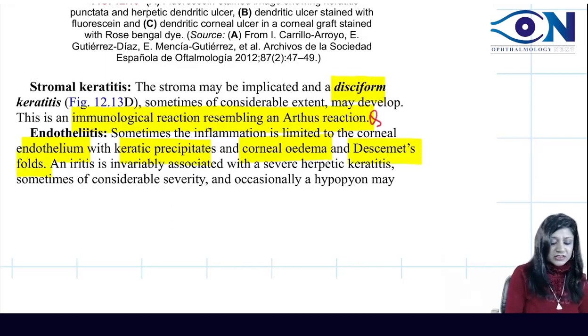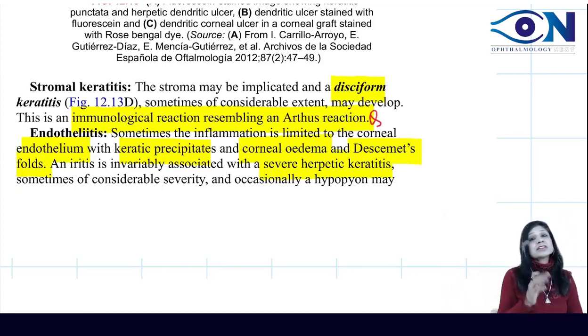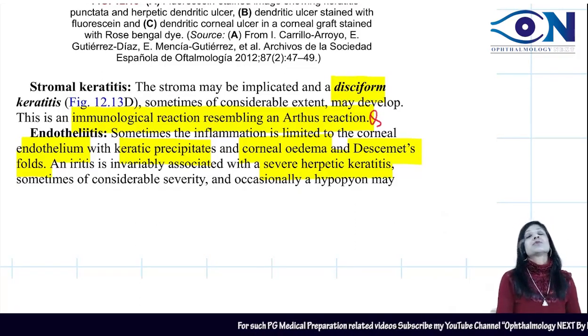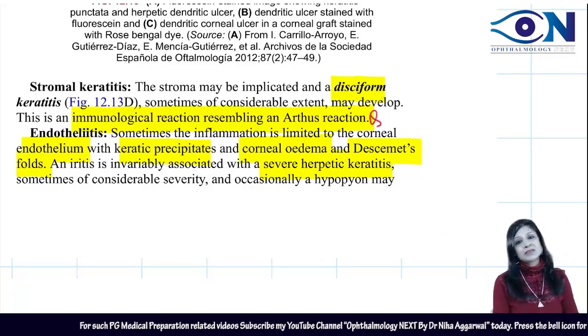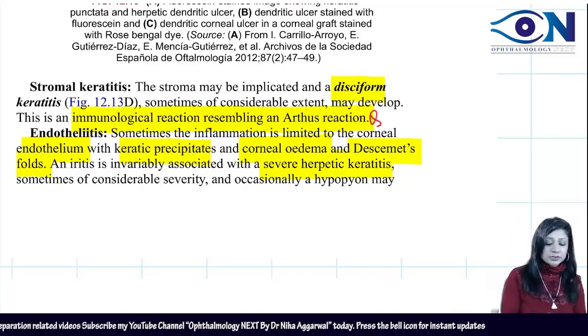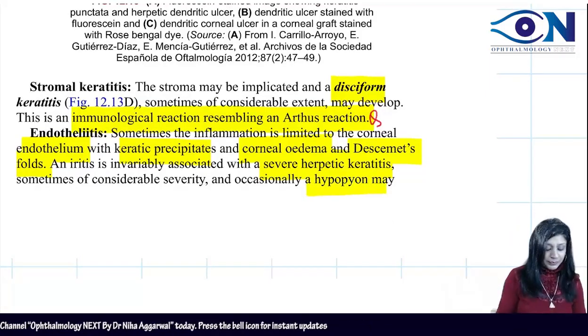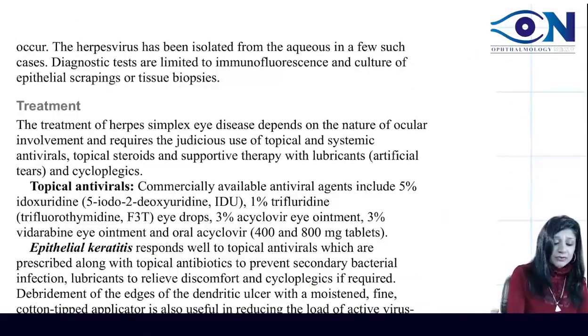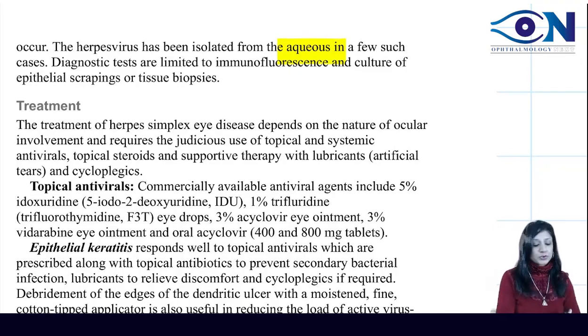And iritis is invariably associated with severe herpetic keratitis. So this is actually a severe form because it is affecting the endothelium. The endothelium is a metabolically active layer of the cornea. It's the most vital layer of the cornea. So there can be edema, and edema can lead to Descemet's folds. We can even have a hypopyon. The herpes virus has been isolated from the aqueous in such cases. You can even isolate the virus from the aqueous humor.